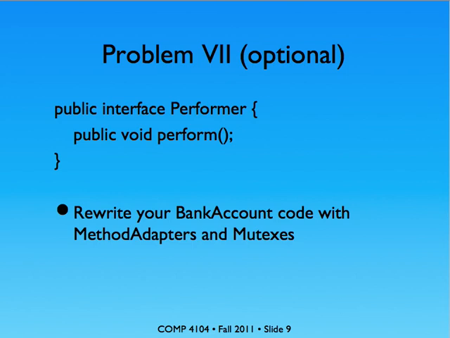Finally, problem 7 is really completely optional. What you could do is rewrite now your bank account to use method adapters. So you create a superclass that's going to call the bank account code, but now it's going to explicitly put mutexes before and after. So it's going to acquire the mutex, and then it's going to release it afterwards using this try finally kind of mechanism that you see in the notes. That's optional because there's a lot in this particular slide pack, but it's good to test your understanding by putting all of this stuff together, and you'll have to do it anyway.